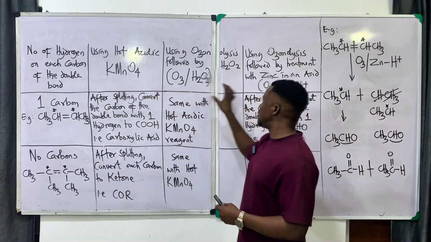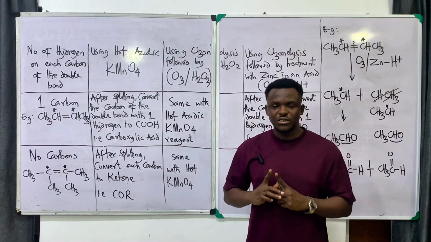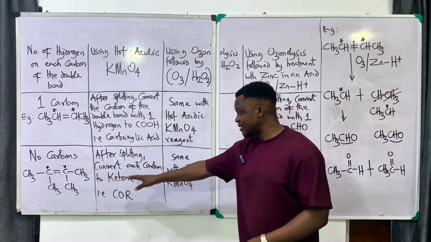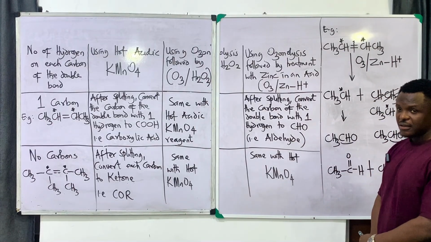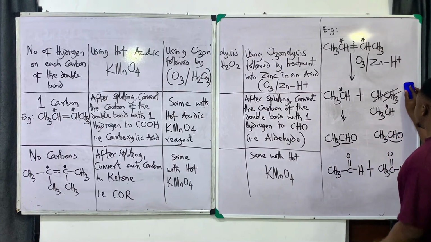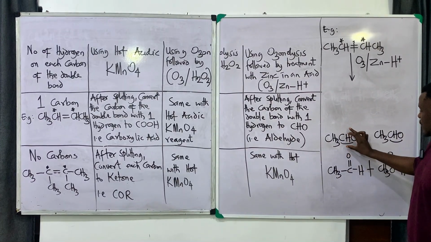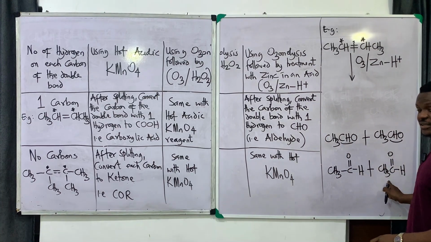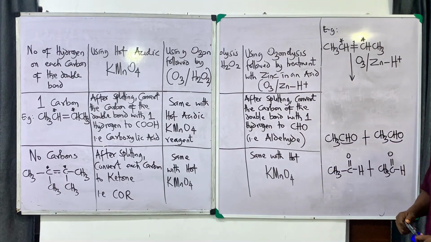The only difference between this and this is when the carbon of the double bond is having one hydrogen. When the carbon of the double bond is not having any hydrogen, like in the second case, all of them will give us the same product. Okay, so that is how we got this. So if I want to write the product, I'll write it in this form, this plus this, or this plus this. Whichever of these two you choose to write, you're very correct.